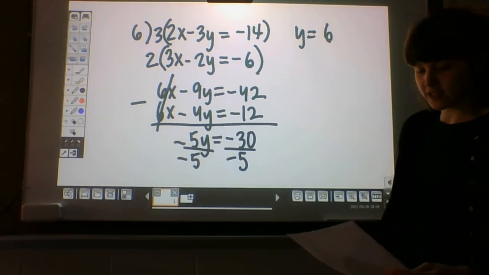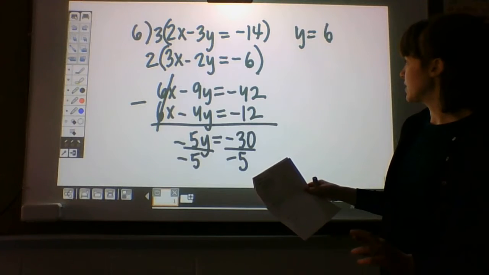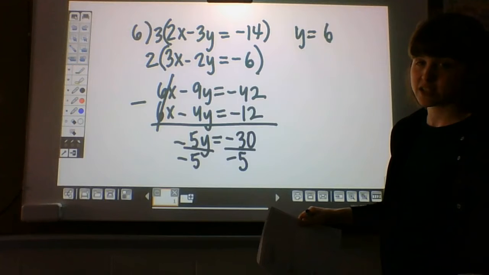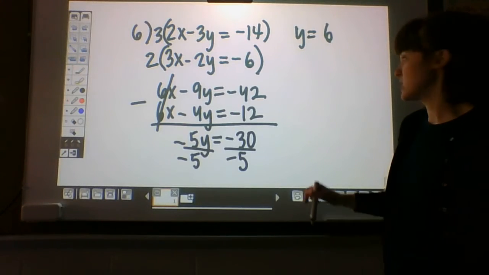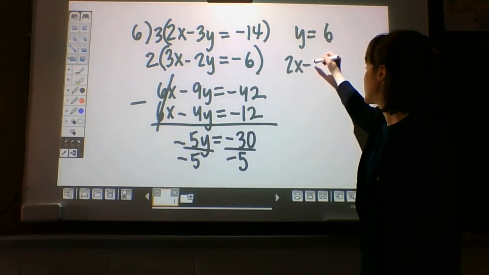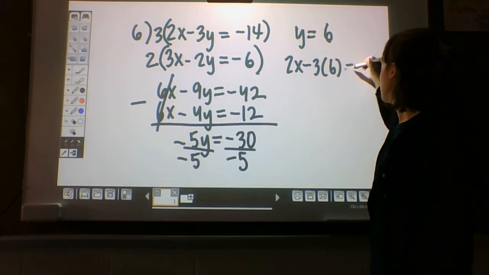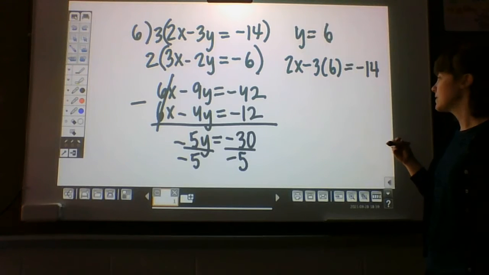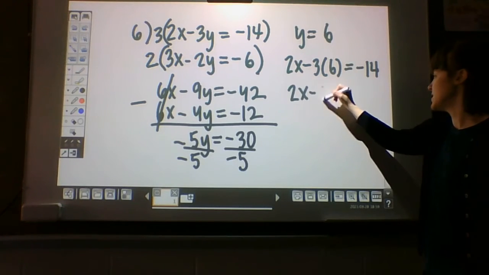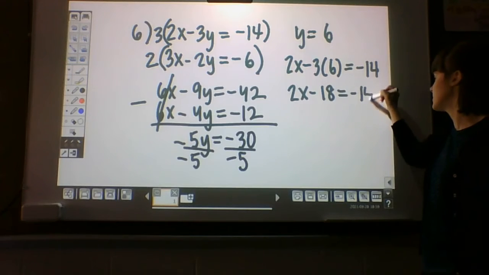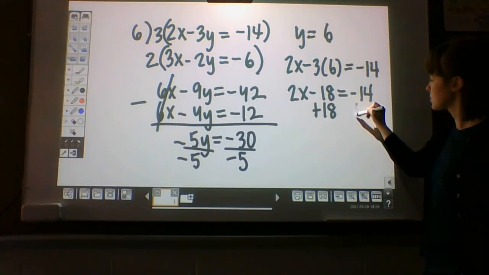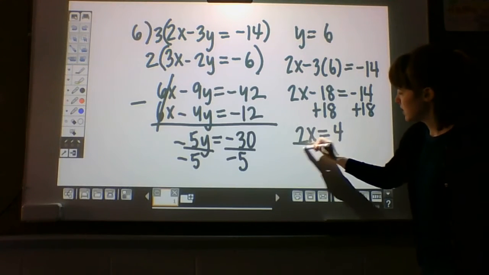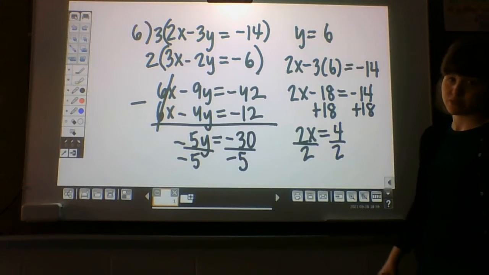Okay, so next we have to find x. So you can pick any equation you want to plug that back in to solve for x. I'm going to pick the original top equation. So 2x minus 3 times 6 equals negative 14. Okay, so 2x minus 18 equals negative 14. We got 2x equals 4, and you divide by 2, and we're left with x equals 2.